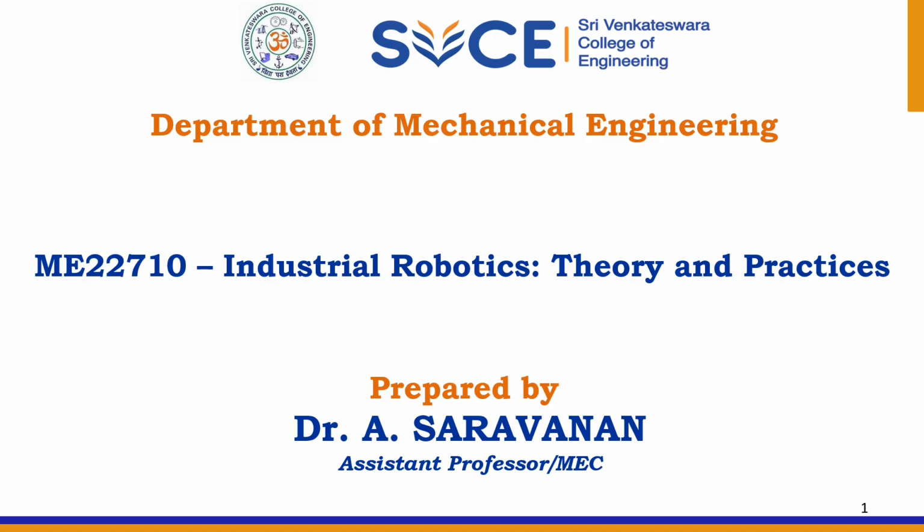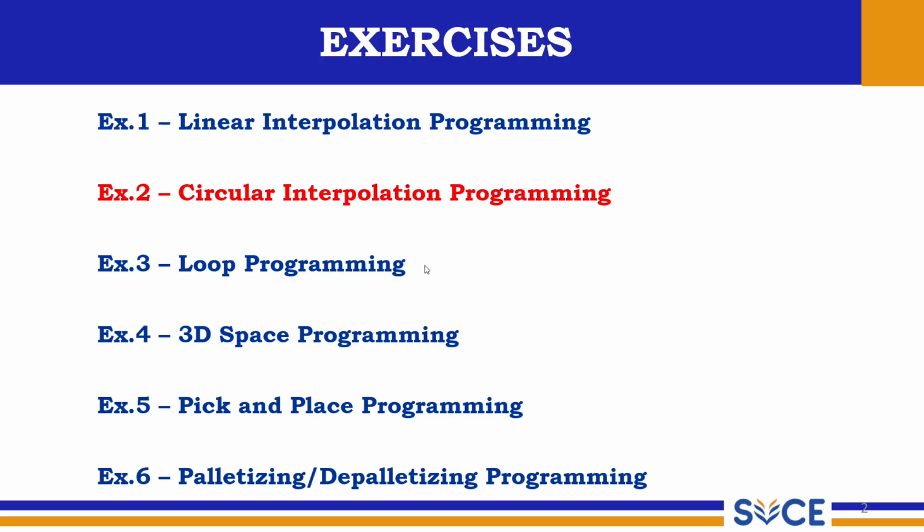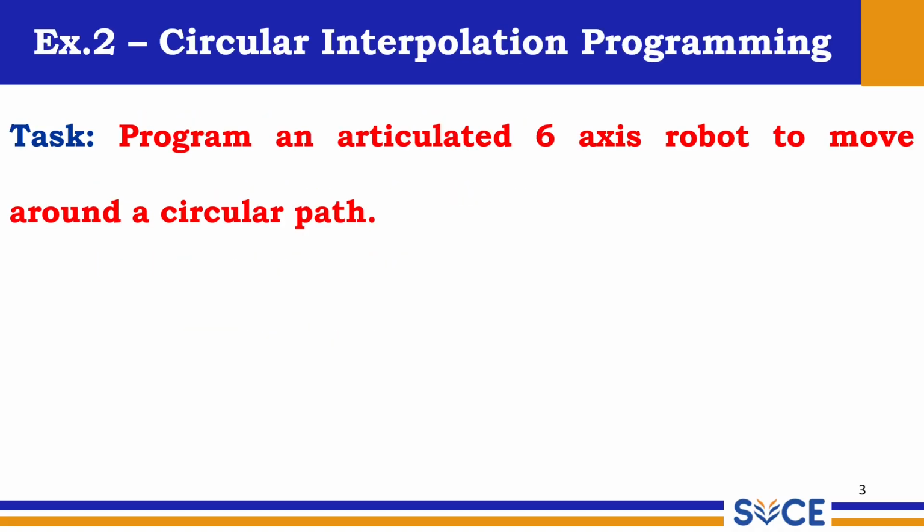So today we'll learn about the second exercise, circular interpolation programming. In the earlier online lecture, we learned how to do linear interpolation, and this presentation will help us learn how to do circular interpolation. Without much fanfare, we'll get into the topic. The task is to program an articulated 6-axis robot to move around a circular path.